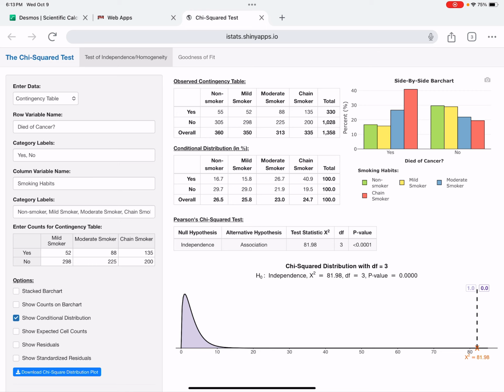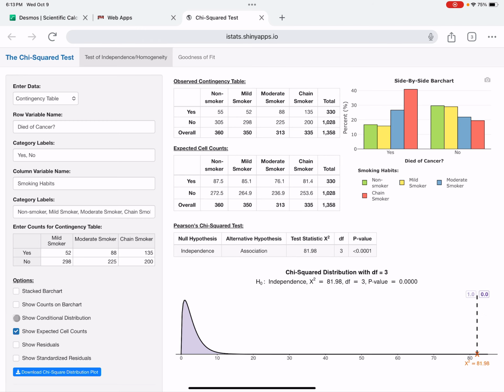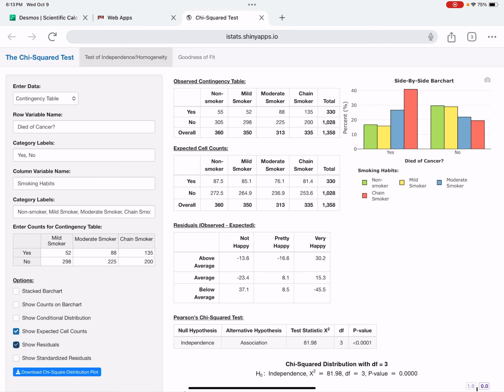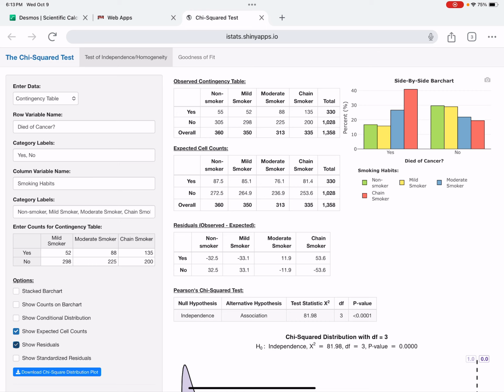We have a very small p-value here. It's so small that the calculator doesn't have enough space to store all the digits, right? So it's just saying the p-value is less than 0.0001, right? Okay, you can sit here and kind of stare at the side-by-side bar chart and get some ideas about what's going on here. I think it's helpful to look at the expected counts and compare the expected counts to what was observed. You can also show the residuals for that. Okay.